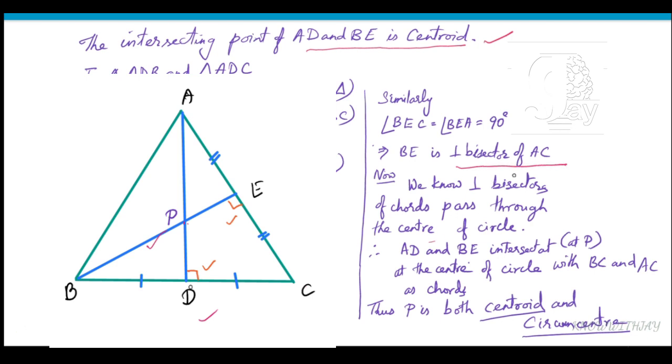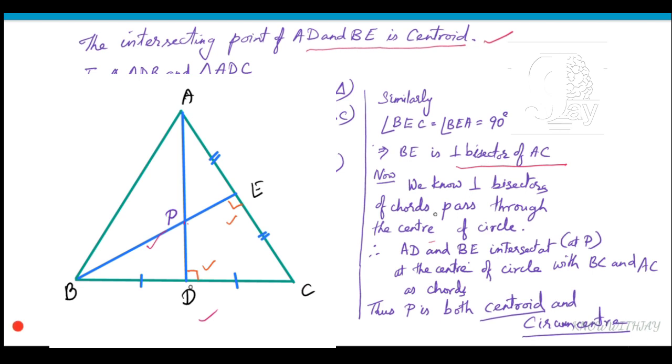Now, bisectors, they are already medians, so they are bisectors, and now we have proved that they are perpendicular also. So now we have AD and BE are the perpendicular bisectors of the sides.